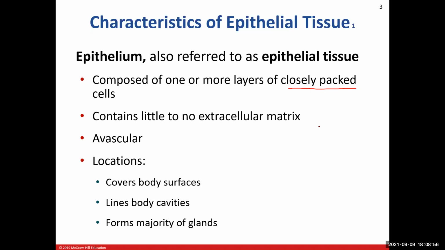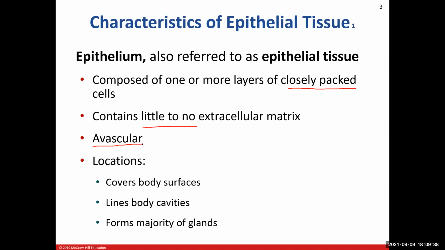In addition to them being tightly packed, think about it. If these cells are tightly packed, there's not going to be a lot of room on the outside of these cells for stuff, that extracellular matrix. So epithelium contains either very little to no extracellular matrix because of that quality of them being tightly packed. And therefore, when we look at epithelial tissue, since there's little to no extracellular matrix, that means we don't have a lot of space to bring in blood vessels. So that means our epithelium is going to be avascular. No blood supply.